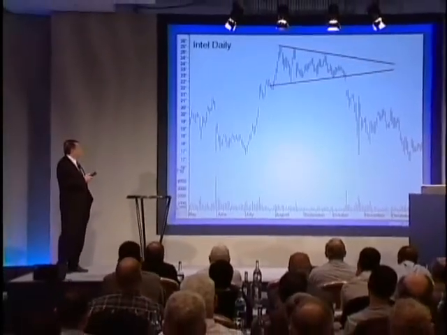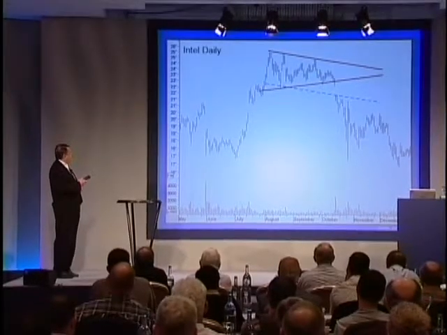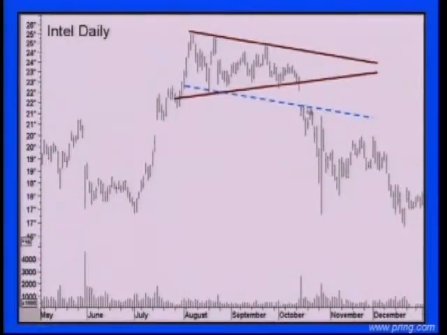Here's Intel. Again, what we're looking at is a price objective. And what's interesting here is our measuring objective line intersects with the lower area of this gap just here.